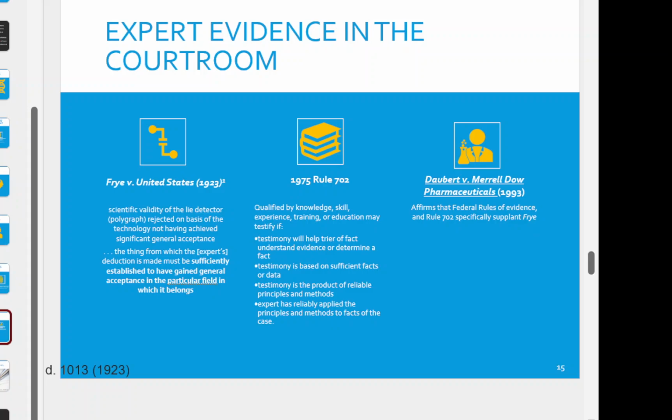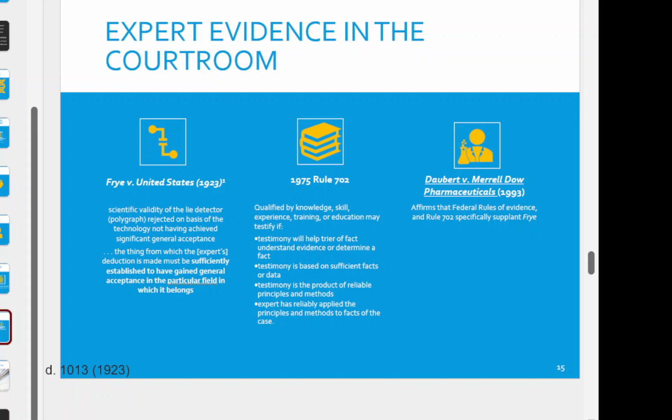So, to wrap it all up, Frye v. United States, 1923, set the precedent that scientific evidence must be based on a method that has gained general acceptance in its relevant scientific field to be admissible in court. It established the Frye standard, which has shaped the legal treatment of expert testimony and scientific evidence for decades.